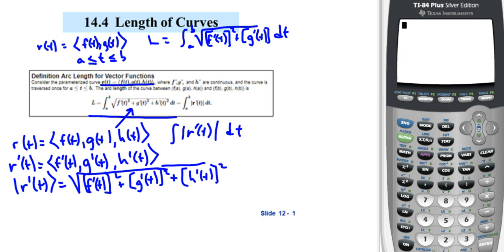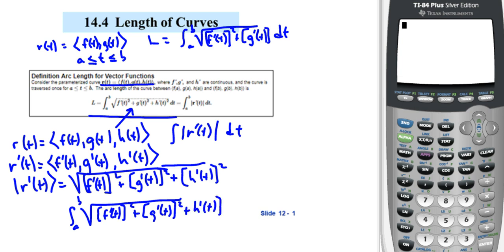Okay, so we can write that integral for the arc length either way, from a to b, the square root of f prime of t squared plus g prime of t squared plus h prime of t squared, or simply the magnitude of r prime of t dt. Okay, and that'll come in handy a little bit later in this lesson.